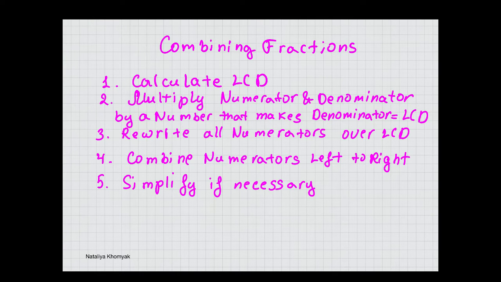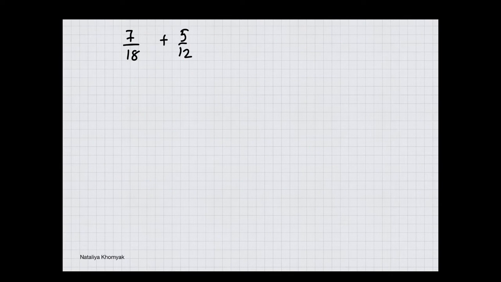To combine fractions, you want to calculate the LCD, multiply numerator and denominator by a number that makes the denominator equal to the LCD, rewrite all numerators over the LCD, combine numerators left to right if you have more than 2, and simplify if necessary. We have 7 out of 18 plus 5 out of 12. First thing you want to do is calculate the LCD.